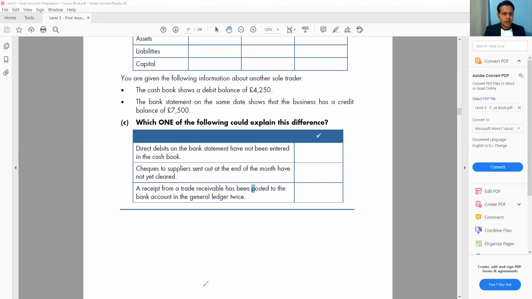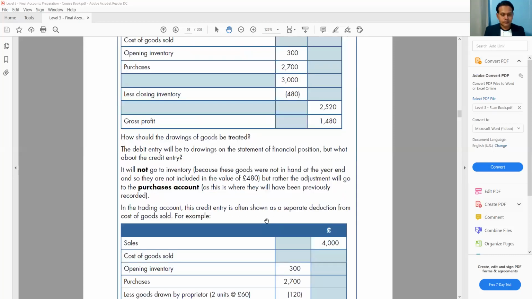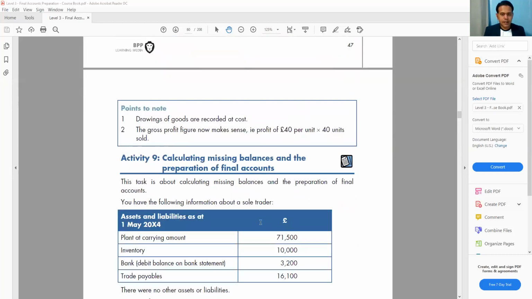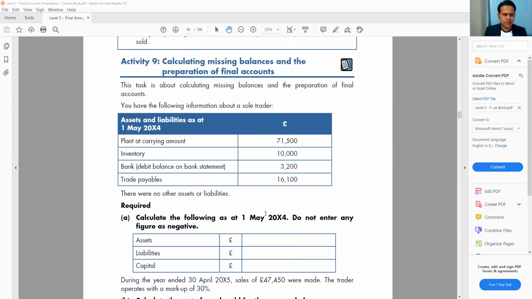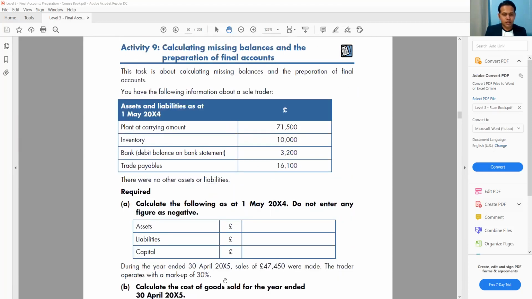All right, so let's move on to our next point. This is the balance of the preparation. This is again for our accounting equation. So let's try that. Accounting equation. They say this task is about calculating the missing balance and preparation of the final accounts. You have the following information about a sole trader: plant carrying value, that's the asset. Inventory is the asset. Bank, debit balance on the bank statement.